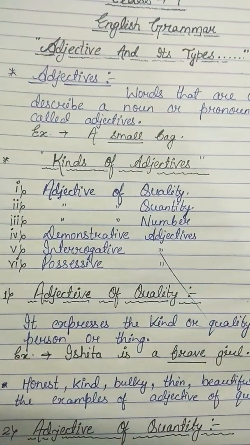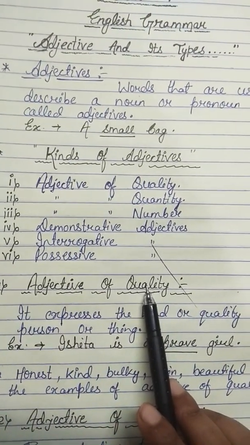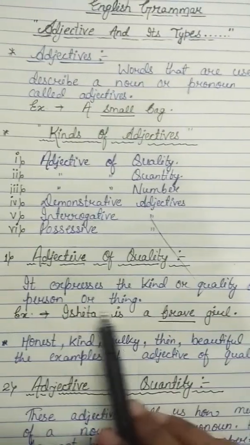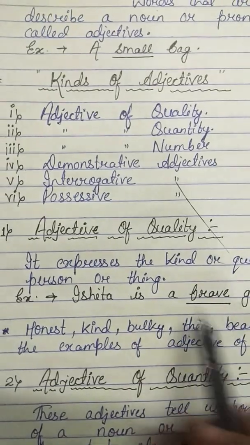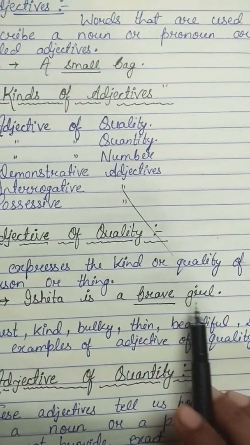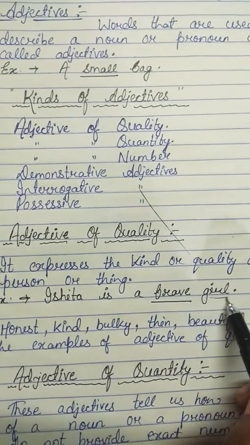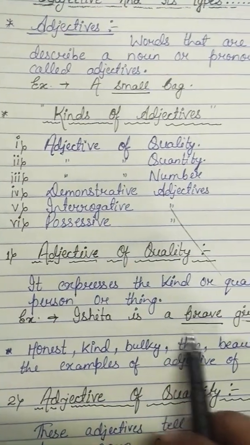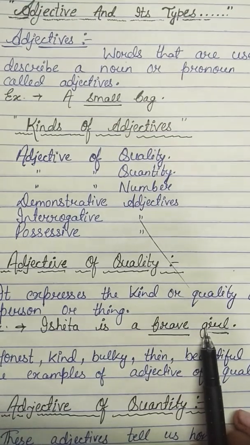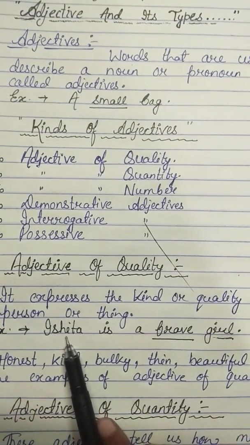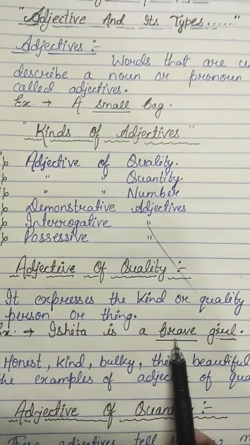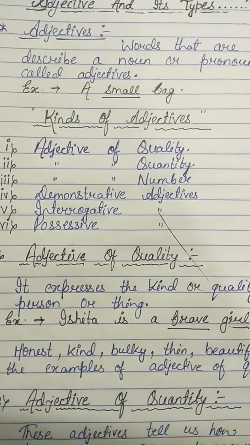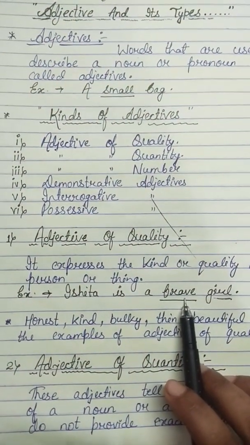Now what do you mean by quality? Quality means feature of something. It expresses the kind or quality of a person or thing. For example, Ishita is a brave girl. So girl is noun, Ishita is noun, and you are telling more about Ishita, that she is a brave girl. So brave here is adjective of quality because it shows the quality of Ishita. So brave is adjective of quality.